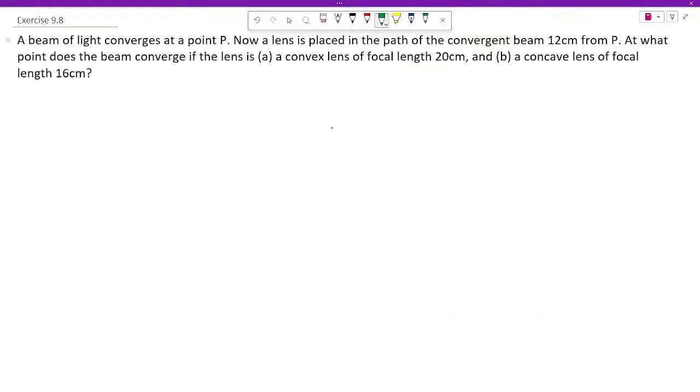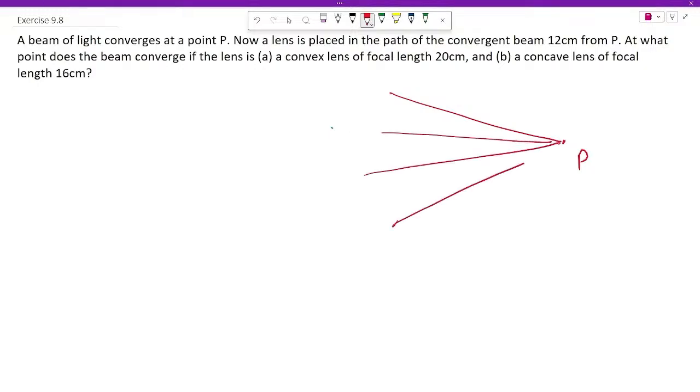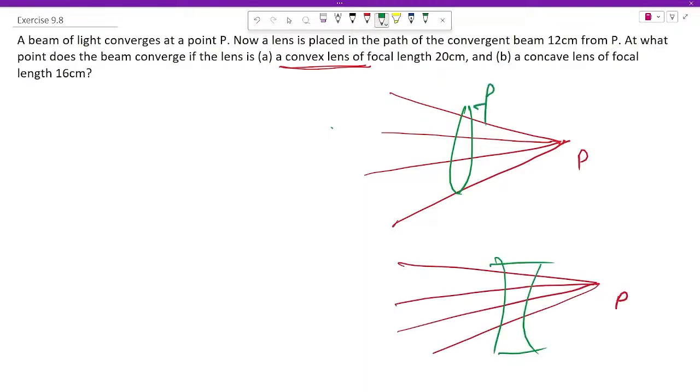A beam of light converges at a point P. So let us assume that this is a point P and a beam of light is converging at this point from the left hand side. And what if we keep a concave lens and a convex lens? The first is a convex lens of focal length 20 centimeter, and in the second case we have got a concave lens of focal length 16 centimeters. So here f is equals to plus 20 centimeter and here f equals to minus 16 centimeter. Now the distance between these two is 12 centimeter, that is given. So we have to find out where will the beam converge.